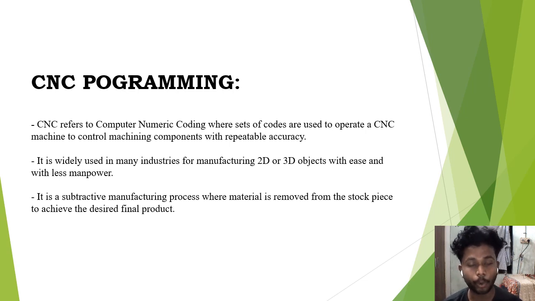It is widely used in many industries to produce 2D components, 3D components, and many other complex structures which cannot be obtained by normal conventional human methods. CNC is basically a subtractive manufacturing process, which involves removal of material from the stock.